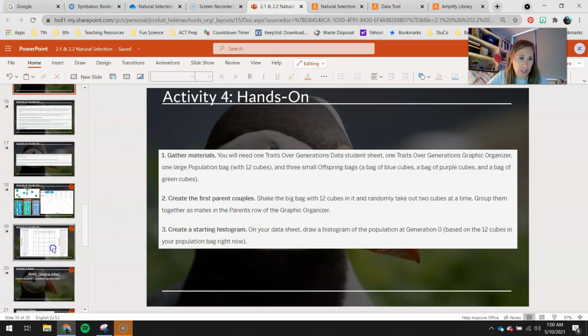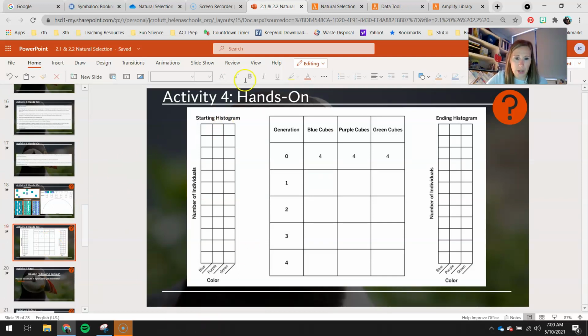So on your data sheet, which is the next slide, 19, this is your starting histogram right here. You will go up to draw. You'll use your highlighter, and then you can see blue, purple, and green.